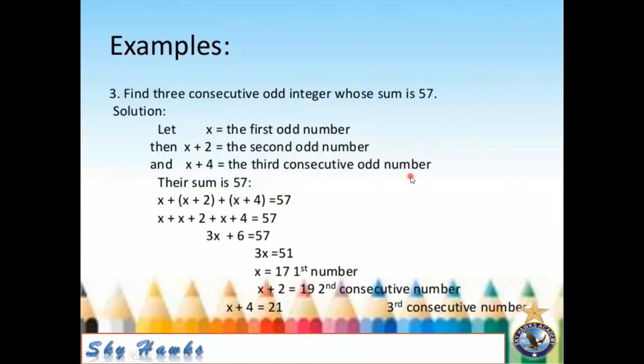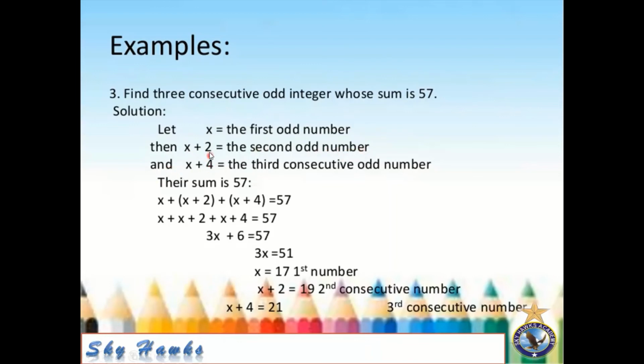Okay. So once again, this is slightly different. First read the question, which is very important. Find 3 consecutive odd integers whose sum is 57. Solution: let x equal the first odd number, then x plus 2 equal the second odd number, and x plus 4 the consecutive odd number.